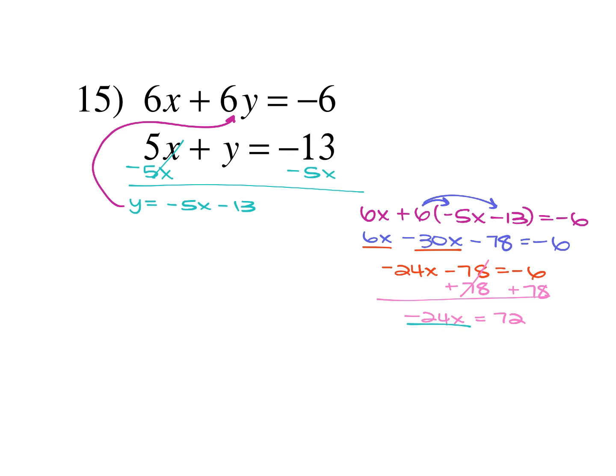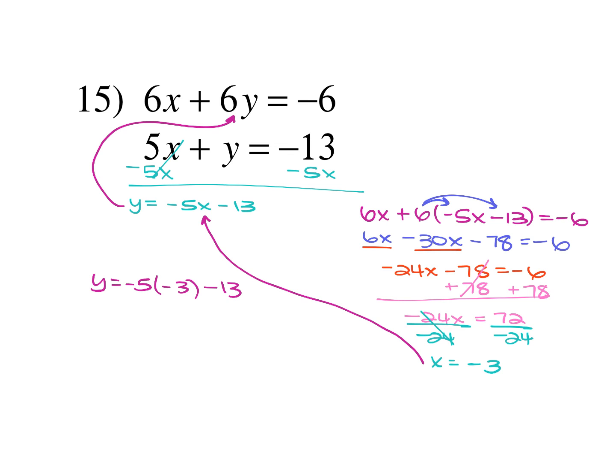72. If we divide each side by the negative 24, 72 divided by negative 24 is what? Negative 3. If x is equal to negative 3, plug it in for x, and y is equal to negative 5x minus 13, and solve for y. You're going to have y is equal to negative 5 times negative 3 minus 13. What is negative 5 times negative 3? 15 minus 13 is 2. If your x is negative 3, your y is 2. That gives you the ordered pair of negative 3, comma 2.